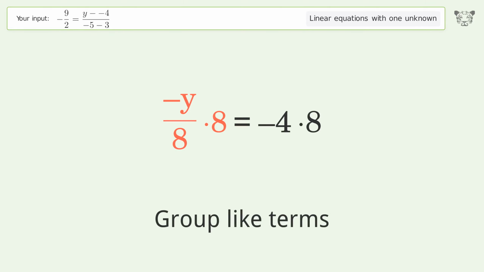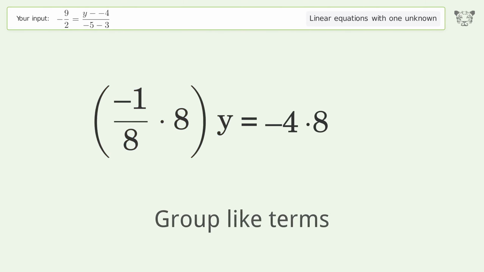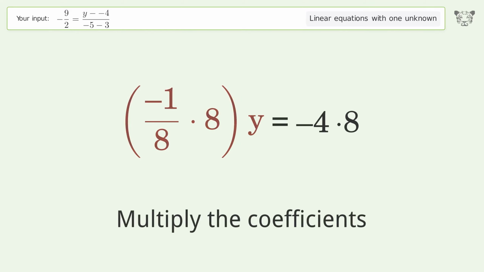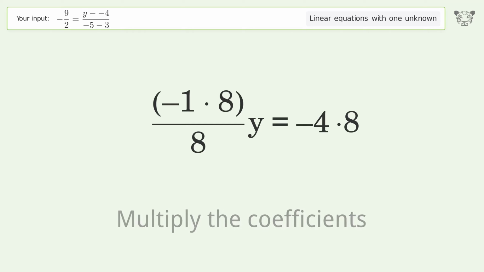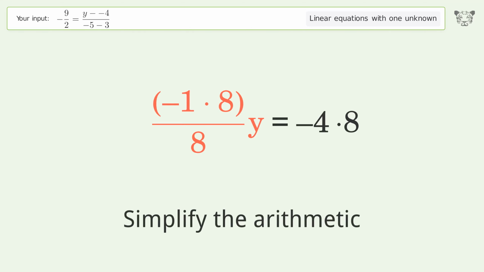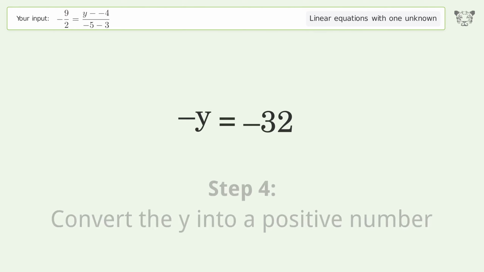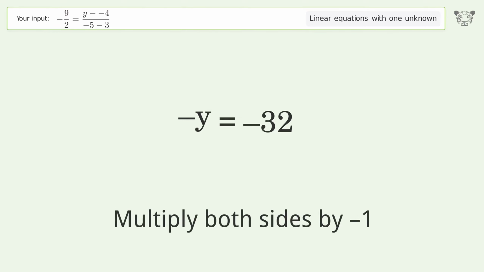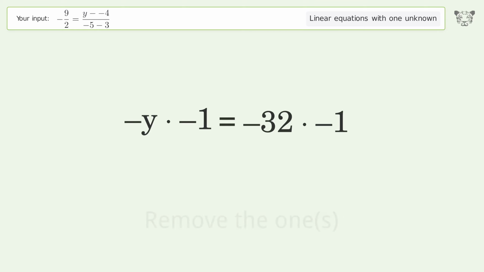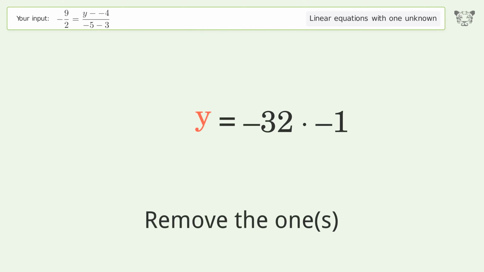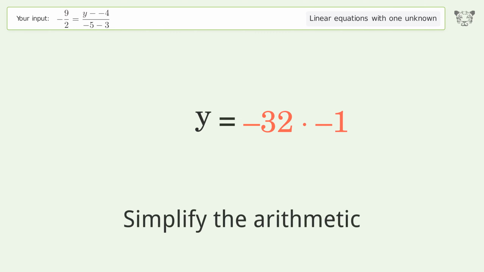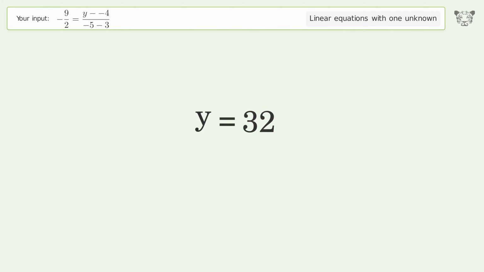Group like terms. Multiply the coefficients. Simplify the arithmetic. Convert the y into a positive number. Multiply both sides by -1. Remove the ones. Simplify the arithmetic. And so the final result is y equals 32.